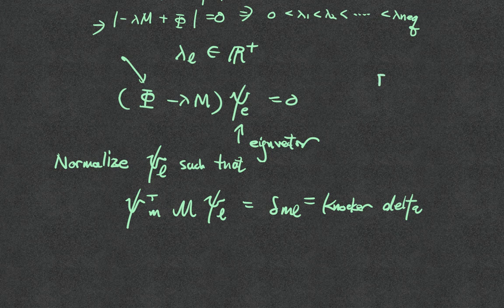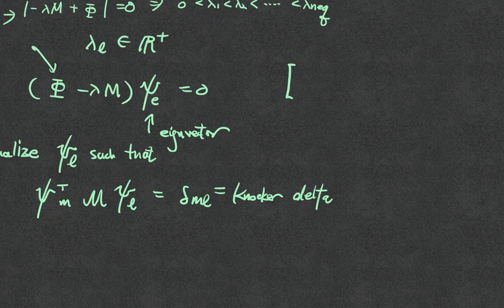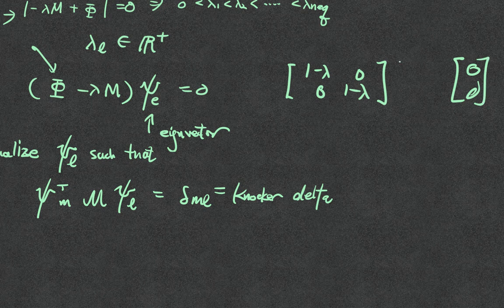Let me give an example, then you can understand. Let's say I solve an eigenvalue problem with the matrix 1 minus lambda, 1 minus lambda, 0, 0. What is the eigenvector? Oh, sorry, let me give a value. If lambda equals 0, actually, maybe lambda equals 2. What will be the eigenvector? Can you give me an eigenvector?